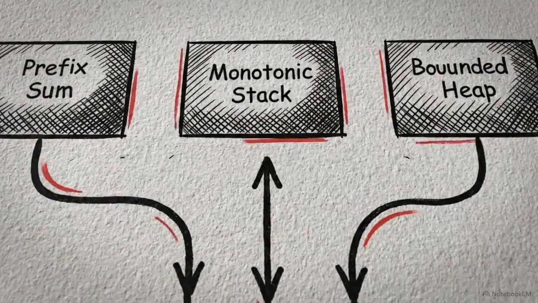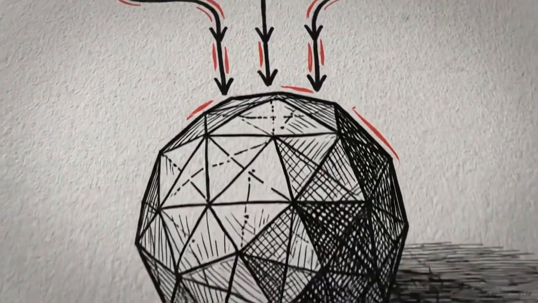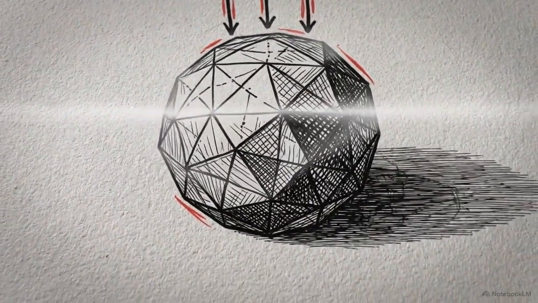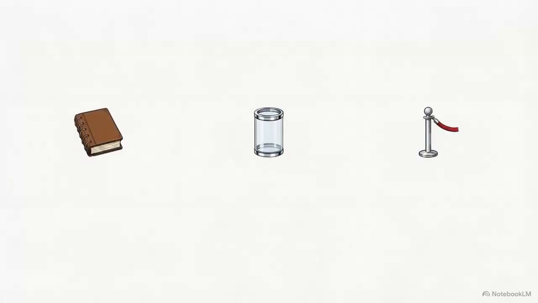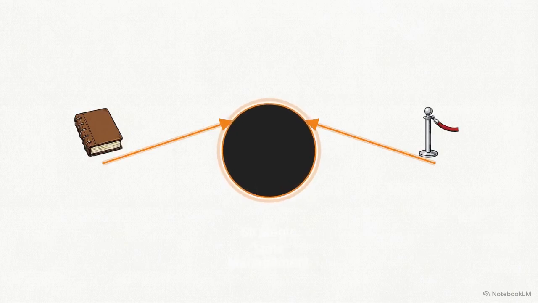While prefix sums, monotonic stacks, and bounded heaps solve very different problems, they share one strict underlying architectural principle. This diagram pulls together the ledger, the staging area, and the velvet rope. Notice how the glowing vectors from all 3 converge into a single pulsing node. That node is strategic state management. These are the exact triggers you need to internalize.